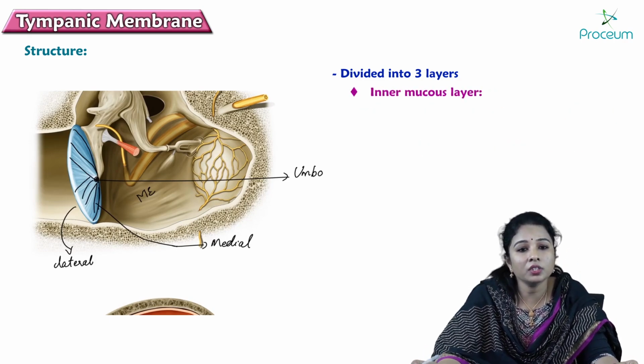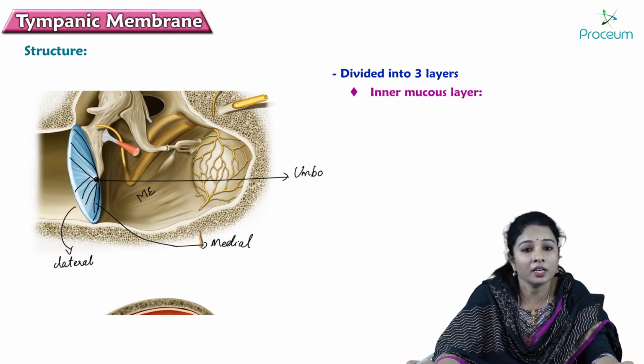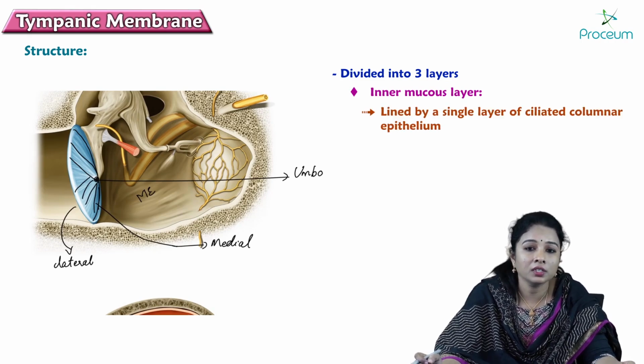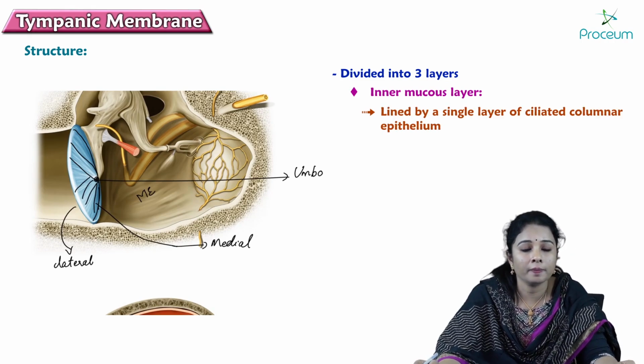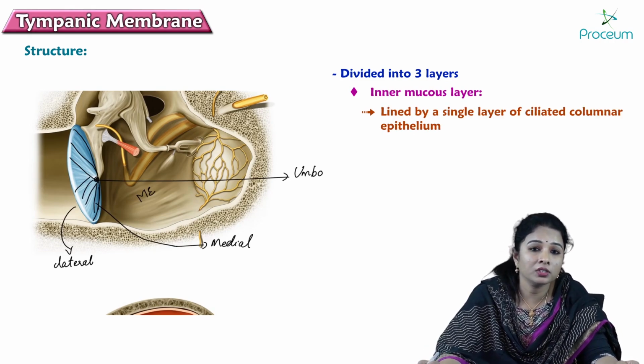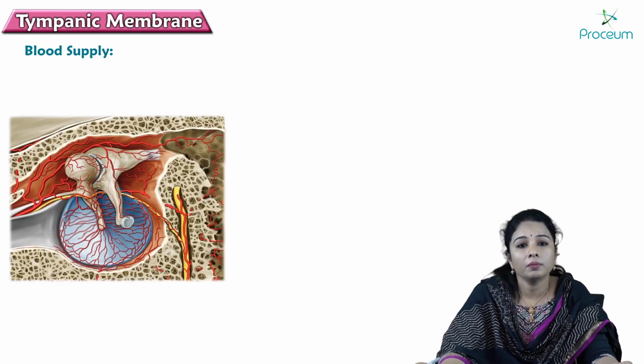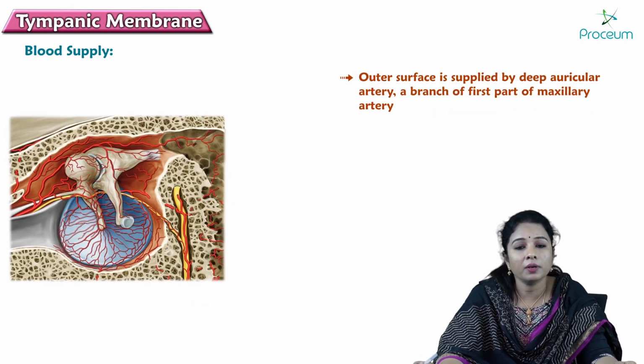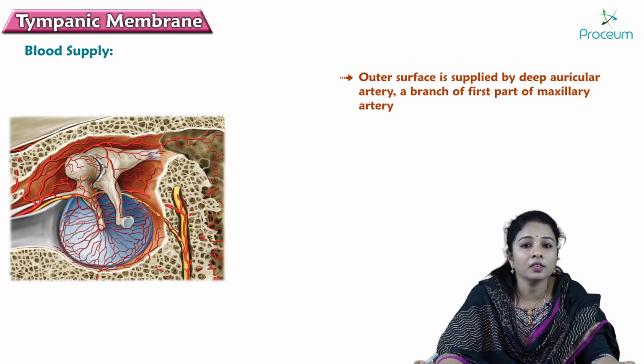And inner mucous layer, it is lined by the single layer of ciliated columnar epithelium. So that is about the histology of tympanic membrane. Blood supply: the outer surface is supplied by deep auricular artery, which is a branch of maxillary artery.